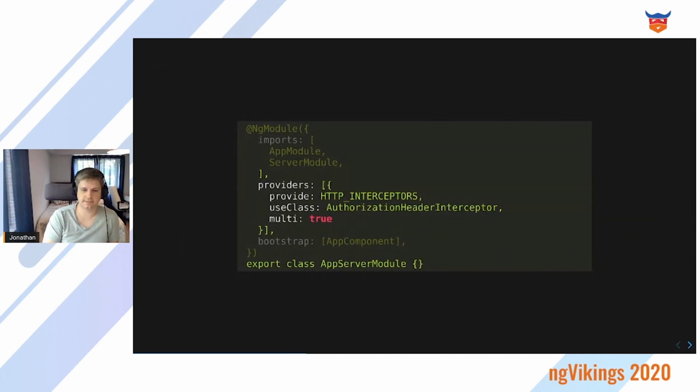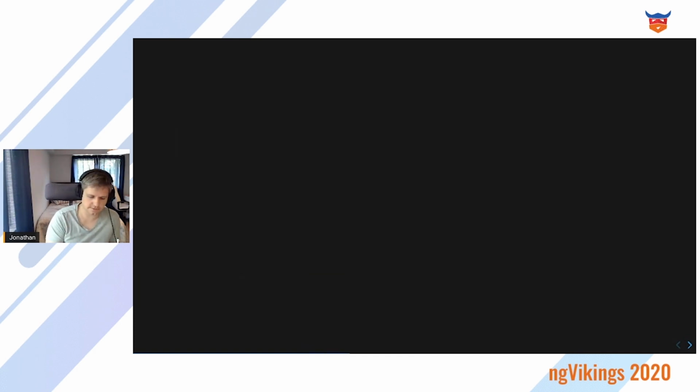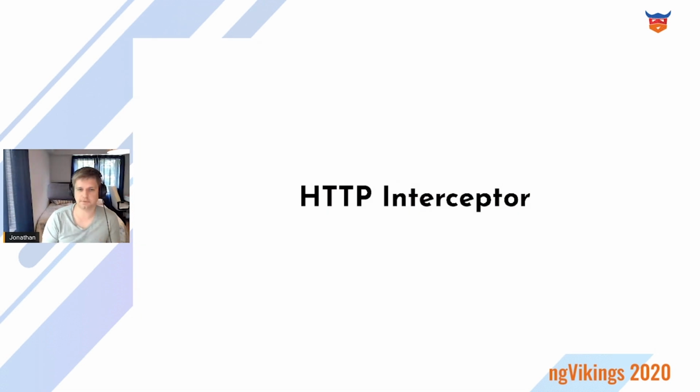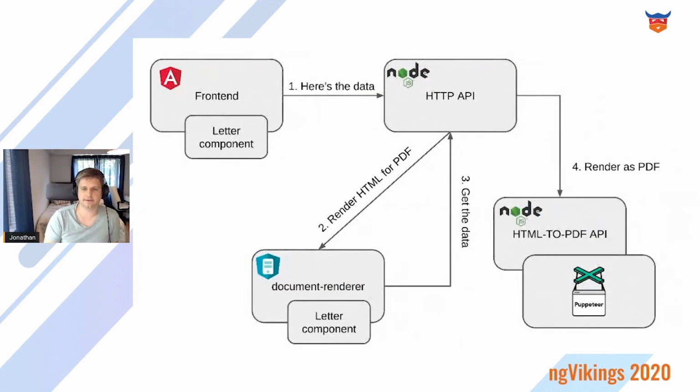Configuring this is as simple as any other interceptor. Here I made sure to put it on the app server module, which is where you put the things that are unique to the Universal runtime. And that just worked. Very happy, a simple solution in the end. So now we've got all of this working, and we have authentication maintained.